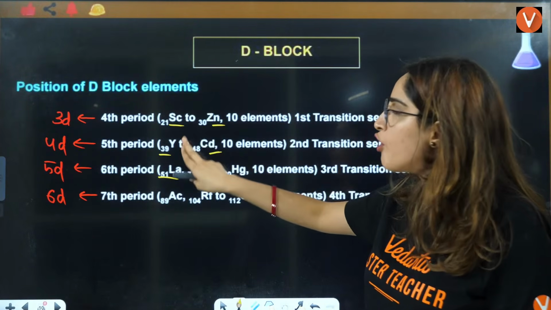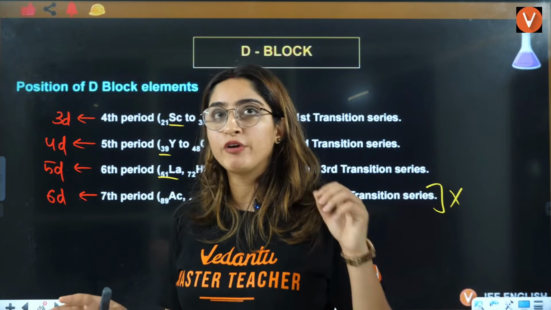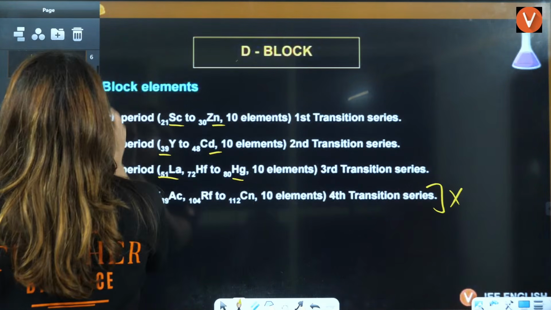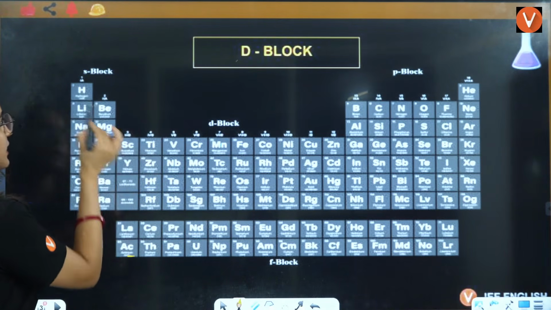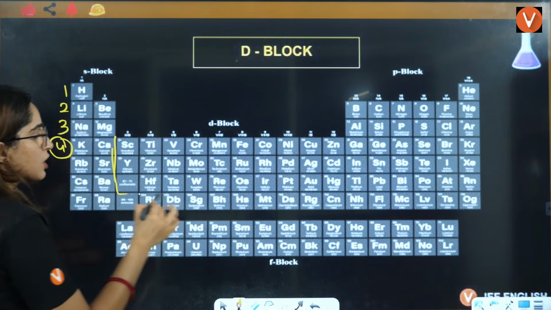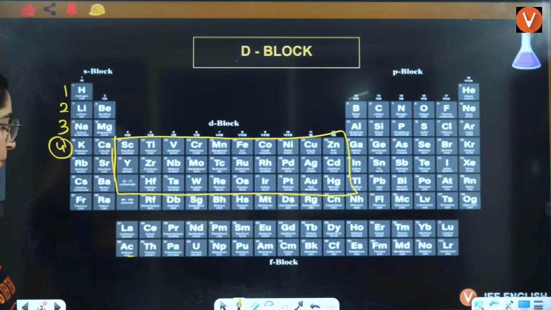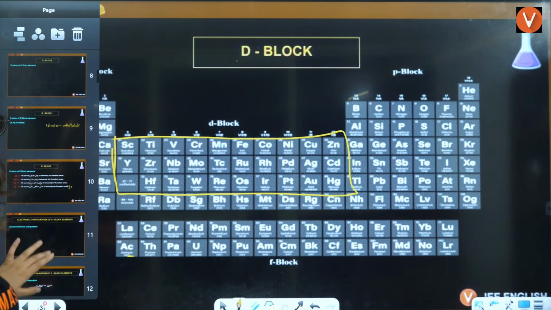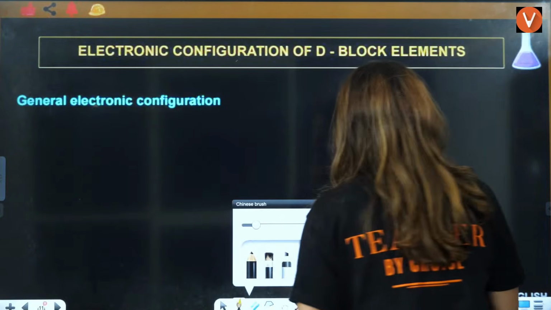So now, firstly, we have to remember these elements. We know where they are positioned in the periodic table. I'll just show you again. This is the 1st, 2nd, 3rd, 4th period. This is where these are positioned in the D block of the periodic table. Next, let's learn about its electronic configuration.